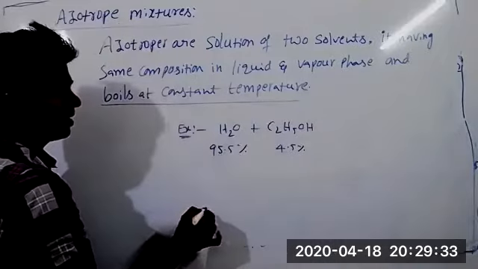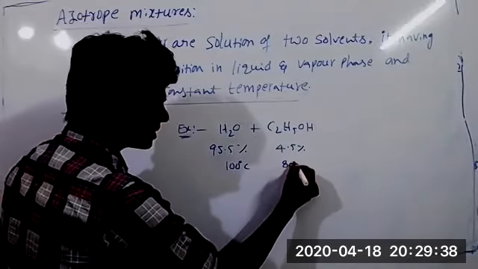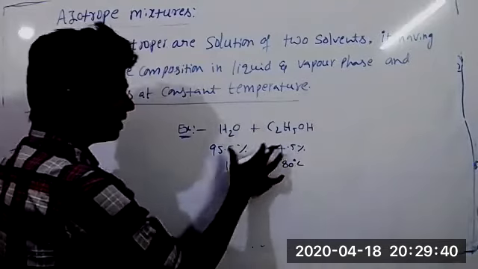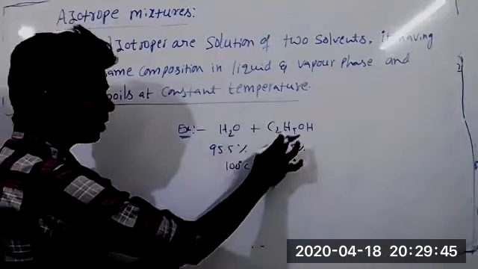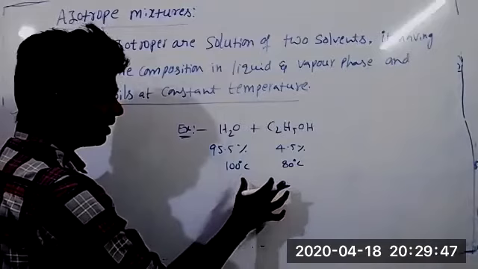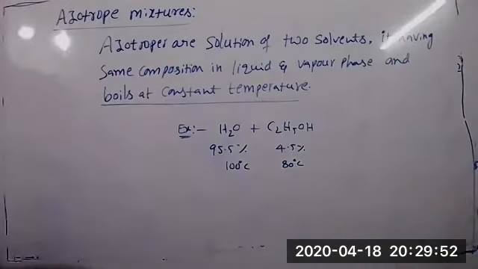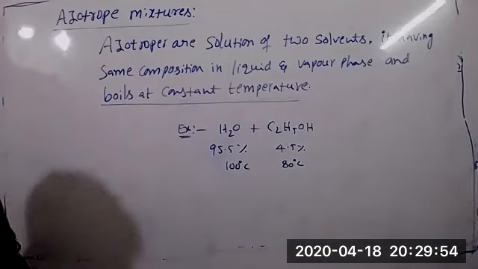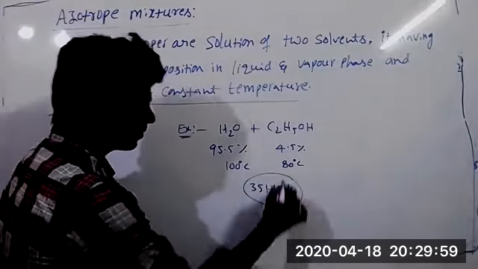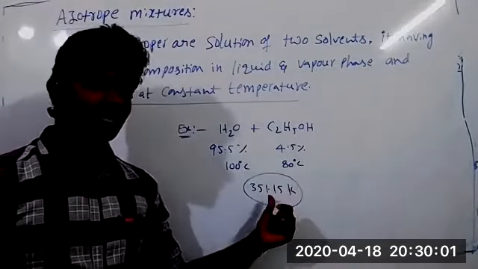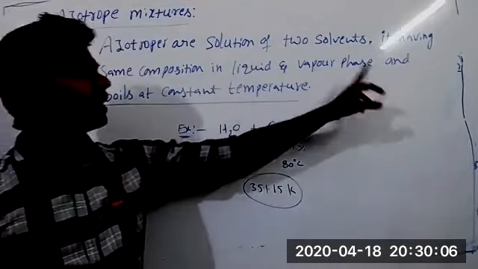temperature. Water generally boils at 100 degrees centigrade. Ethyl alcohol separately boils at about 80 degrees centigrade. When you mix these two components in the proportion of 95.5% water and 4.5% ethyl alcohol, this liquid boils at 351.15 Kelvin. So we can't separate them. And also, here, the composition is the same in the liquid and vapor phase.